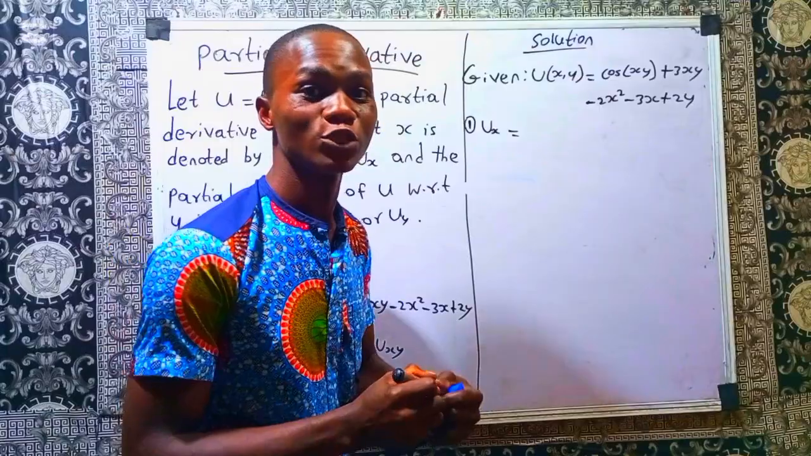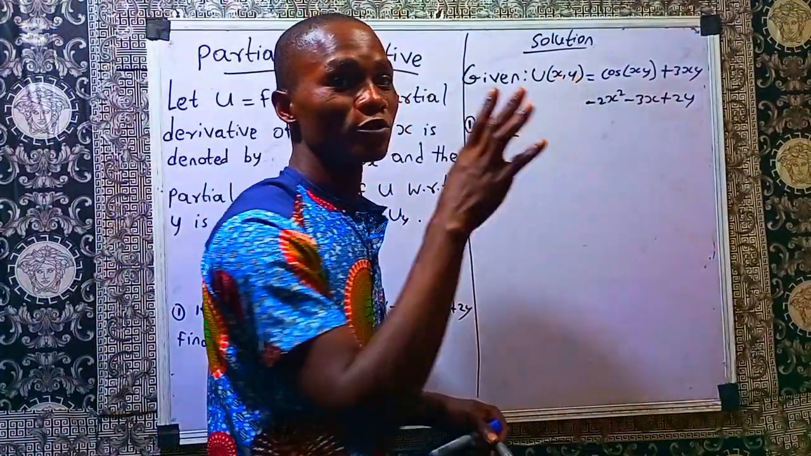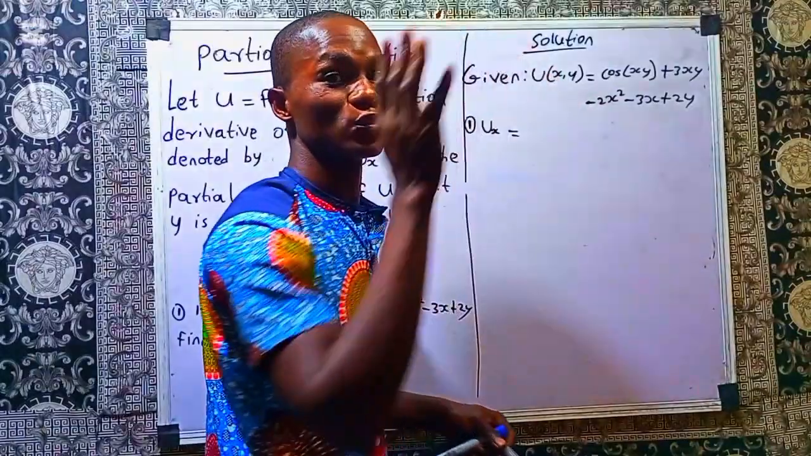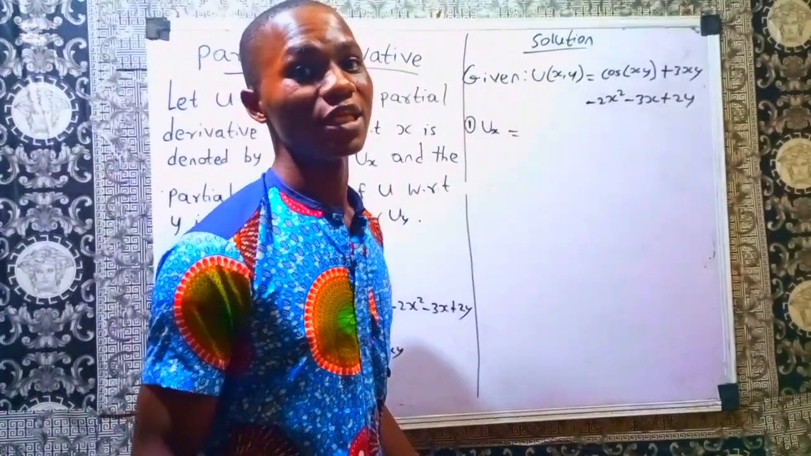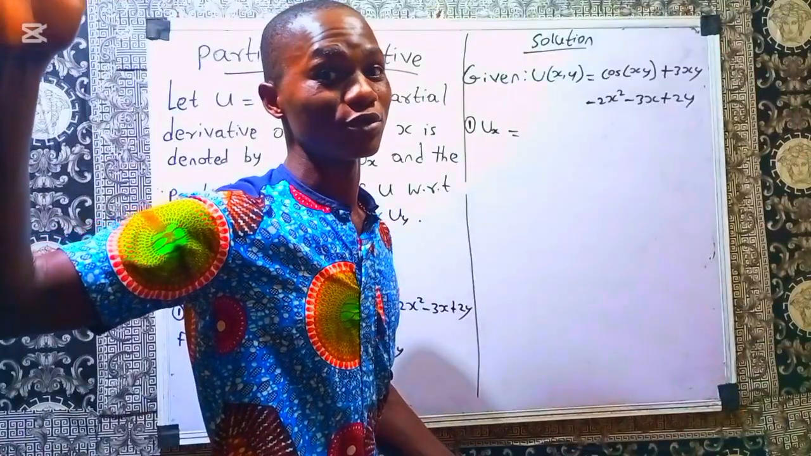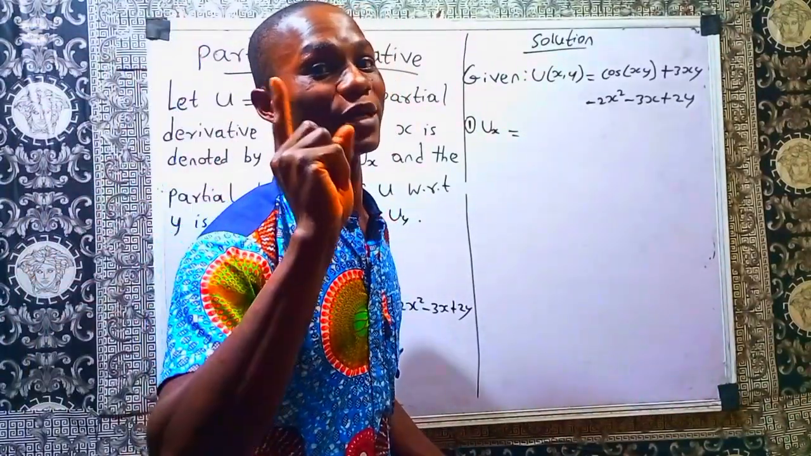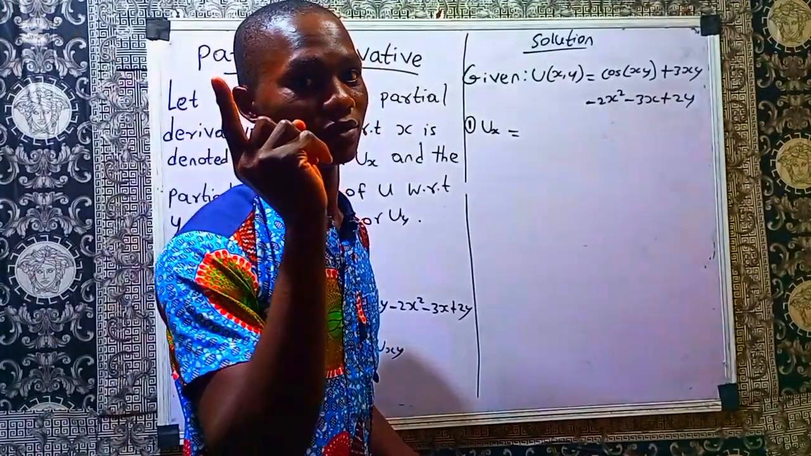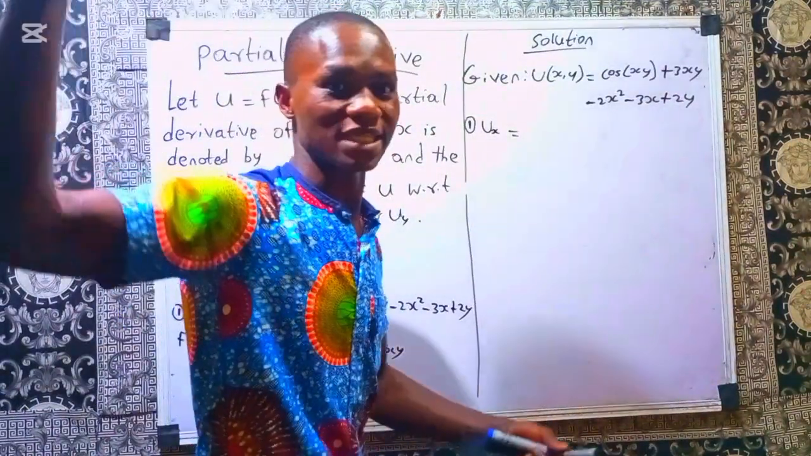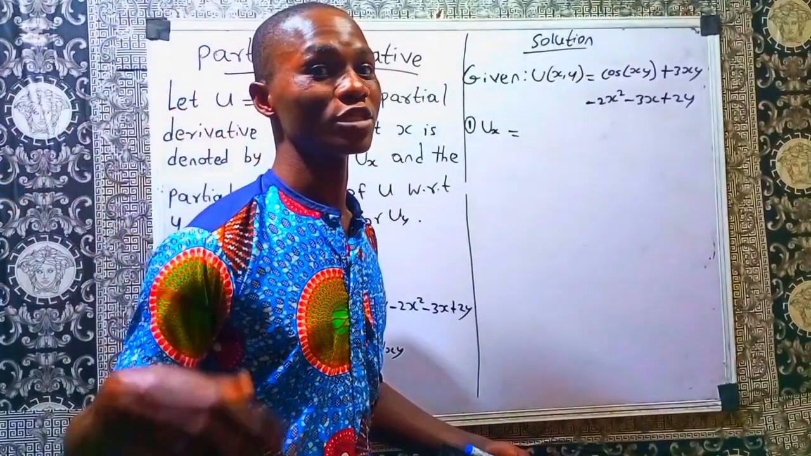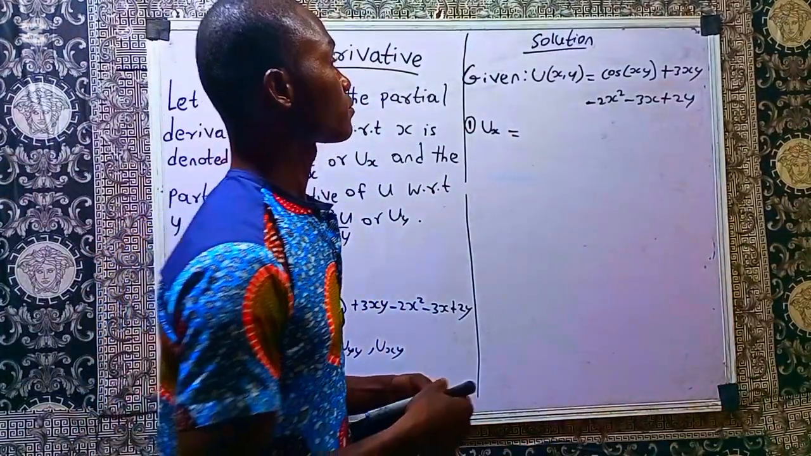Now if you are differentiating u with respect to x, since we have two variables x and y, you are going to treat the other variable as a constant. Even if you have more than one variable, even if you have 3 variables, 5 variables, and you are performing partial derivative with respect to a particular variable, you are going to treat others as a constant. You know the derivative of a constant is 0. You know that, right?